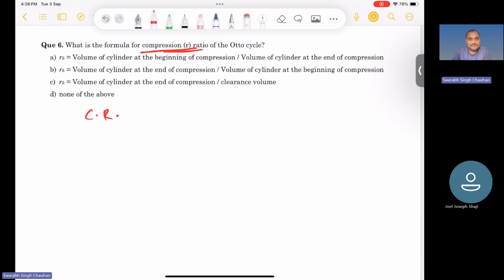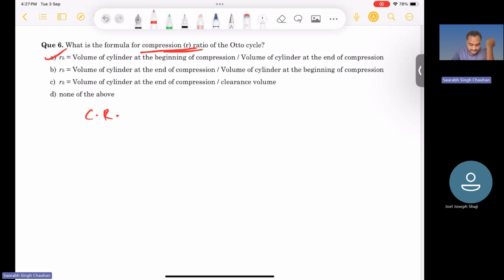Option A says volume of cylinder at the beginning of compression to the volume of cylinder at the end of compression. Correct, because the volume of cylinder at the beginning of compression is the maximum volume, or the cylinder volume, and the volume of the cylinder at the end of compression is the clearance volume. This is the definition of CR, the compression ratio. So option A is the correct option. And we should also check the other parts.